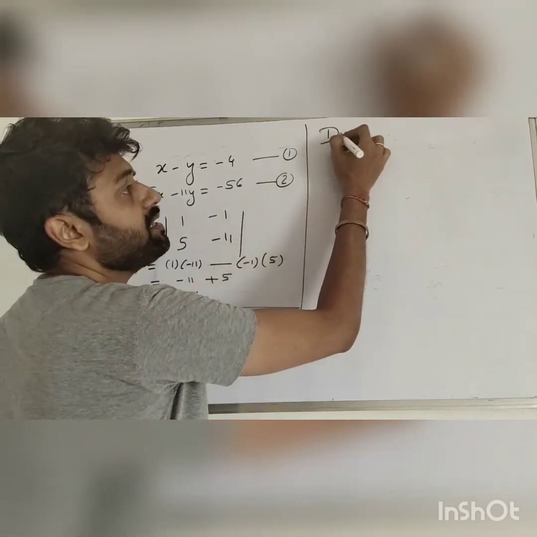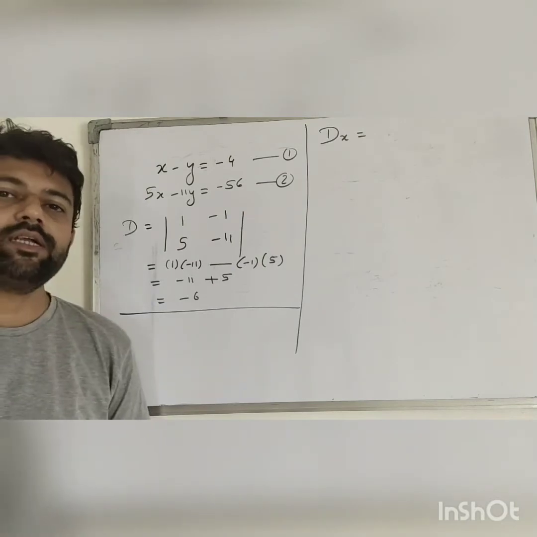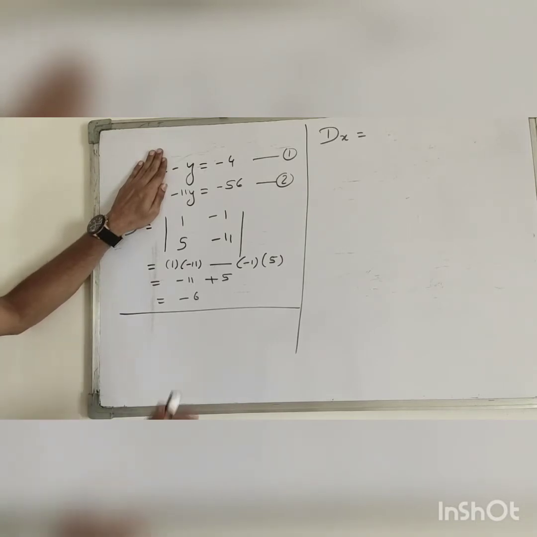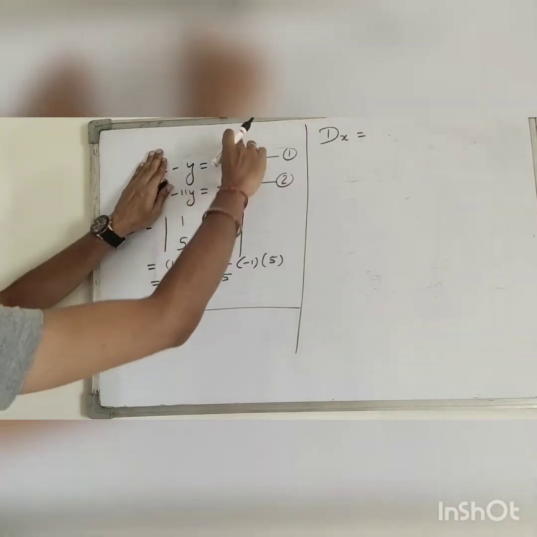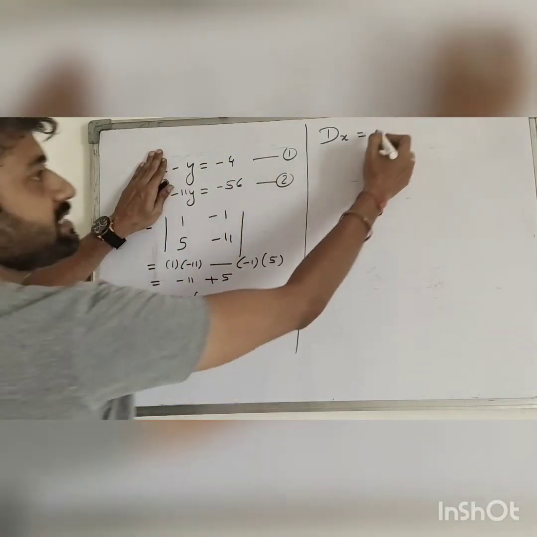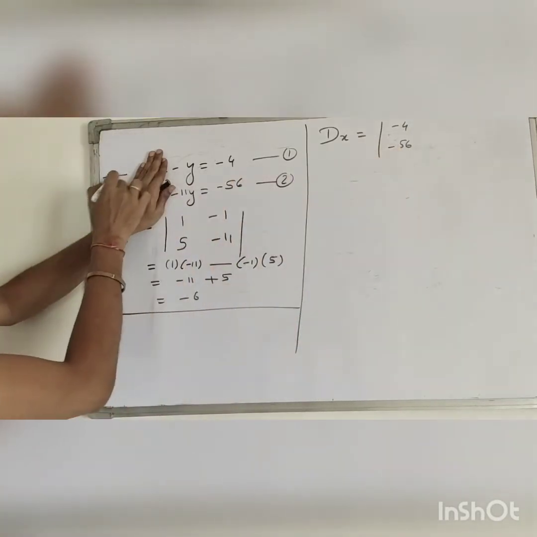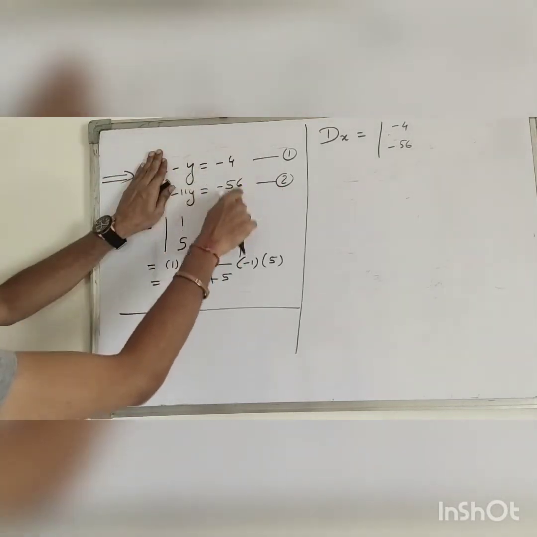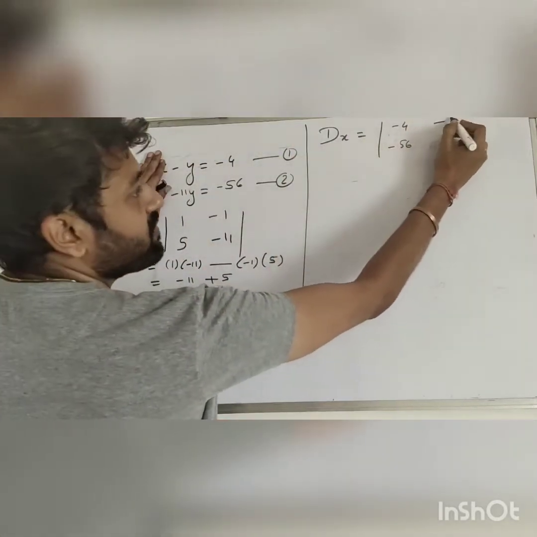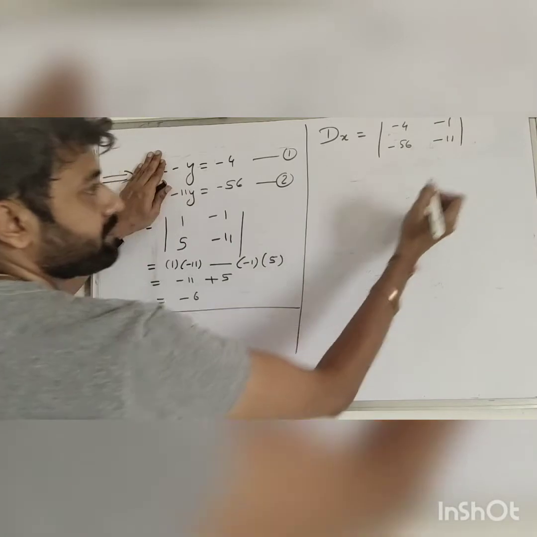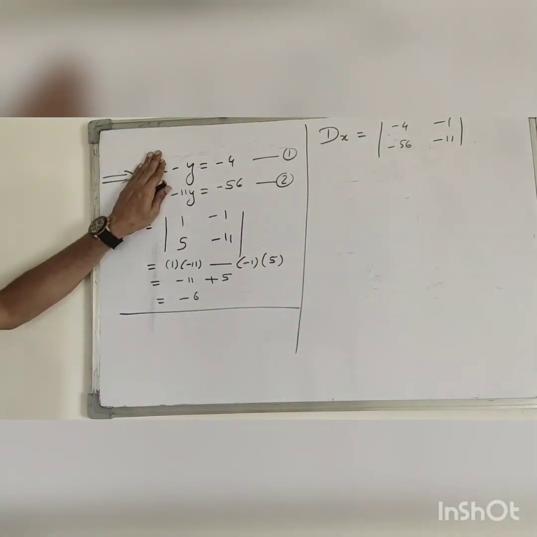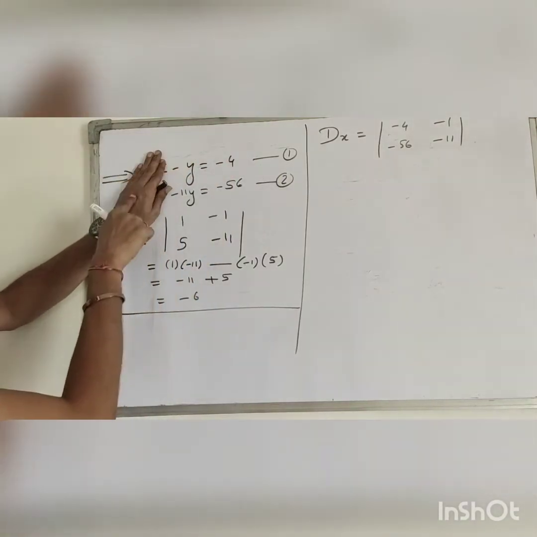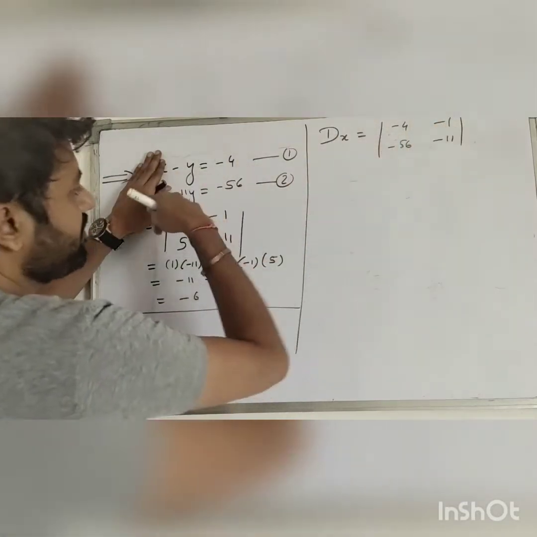After D, we make another determinant called dx. In determinant dx, we cover the variable x. When we do so, in that place comes the constants, that is minus 4, minus 56. We know that we have to write the numbers from this side. The one whom we cover is covered by the constants. Minus 4, minus 56 will be here, and the coefficients of y will be minus 1 and minus 11. Check this carefully. This is determinant dx, where we cover the variable x. We are covering x, so in place of x comes minus 4 and minus 56. Minus 4, minus 56 comes first, and minus 1, minus 11 will come later.